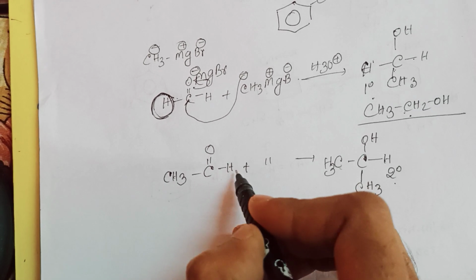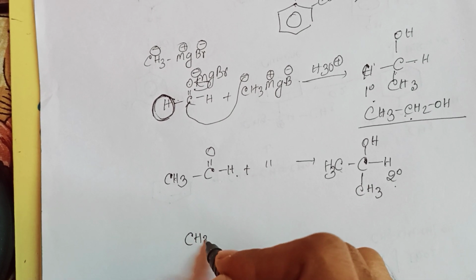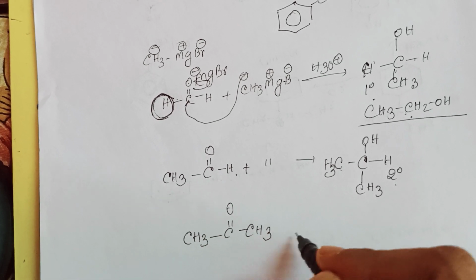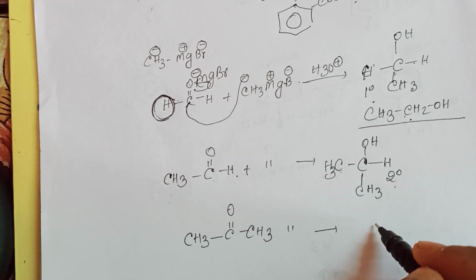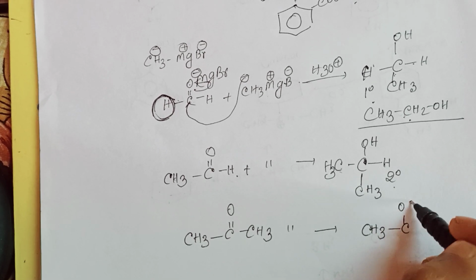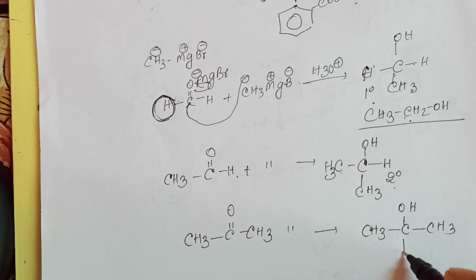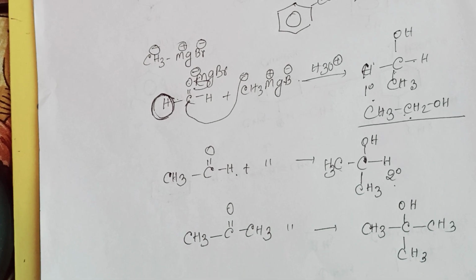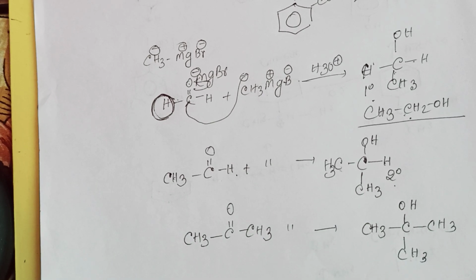Now instead of this hydrogen we can use another CH3 or methyl group, and it is called acetone or ketone. In the presence of Grignard reagent, it forms a 3 degree alcohol, with methyl groups attached. By this process, using Grignard reagent, we can form 1 degree, 2 degree, and 3 degree alcohols.